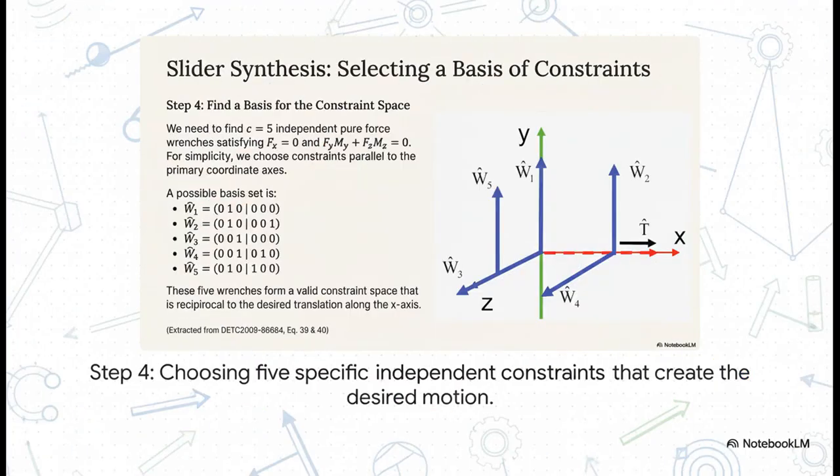Now that we've got our rules, we can pick a specific team of 5 constraint vectors that follow those rules. You can see one possible set right here. These 5 vectors, or wrenches, all work together to create a constraint space that perfectly cancels out all motion except for that one translation we want along the x-axis.